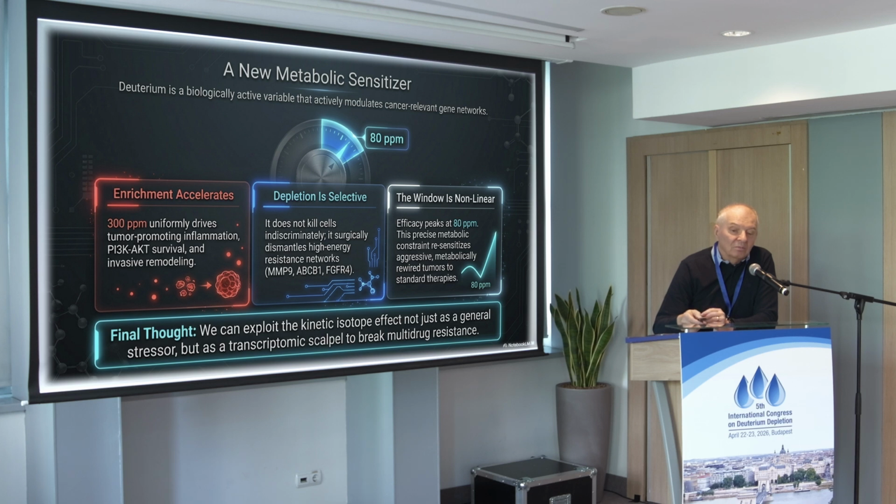So this figure summarizes my talk. It draws your attention that at 80 ppm something important happens with the cancer cell, and it will become vulnerable. While at 300 ppm, it is very virulent and very aggressive.